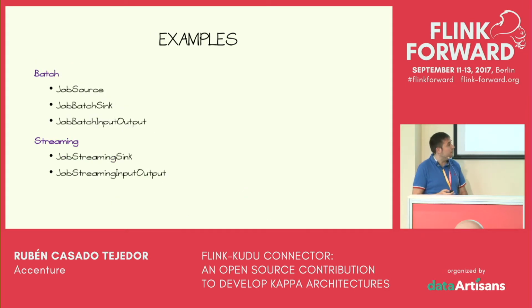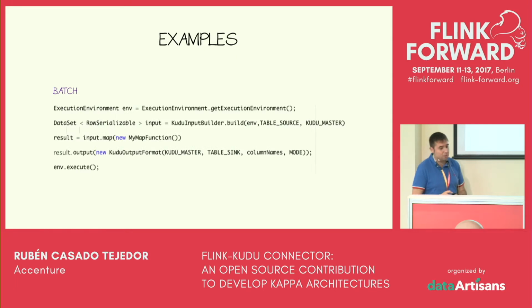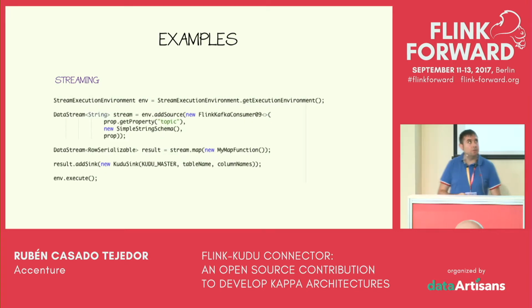Since I don't have too much time, just to say that in the GitHub repository you have job examples of all of these kinds of scenarios. Let me show you some code examples. This is for batch. Basically, we get the execution environment. Using the builder, we create a data set. We read from a table. So here we are transforming a Kudu table into our dataset object. We execute the transformation that we need. And finally, we write the result to another Kudu table. Quite easy.